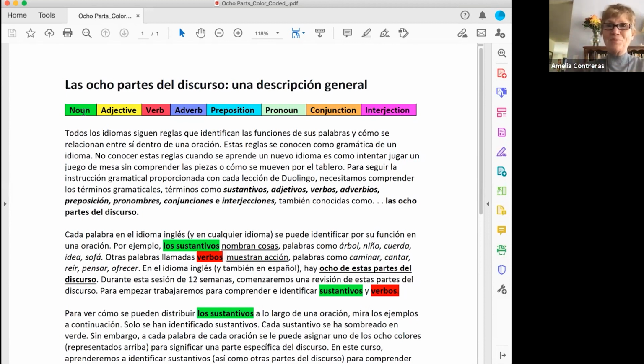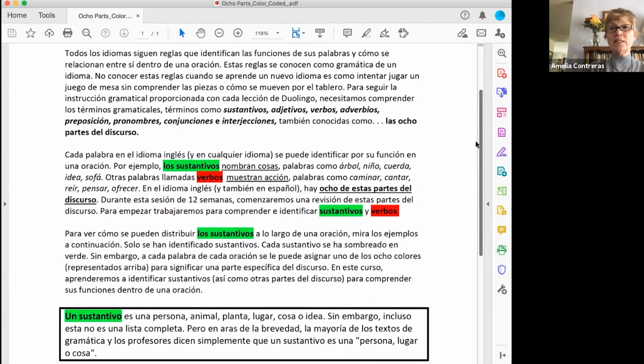Nouns name things. All right, so that's an example, but there are 8. And we'll be looking at these over time. In fact, today I'm going to introduce pronouns, which if we look on this color-coded chart, we see here, pronouns. We have nouns, adjectives, verbs, adverbs, prepositions, pronouns, conjunctions, and interjections. And the Spanish 8 parts of speech are very comparable. In fact, just a slight change, but I won't discuss that here.